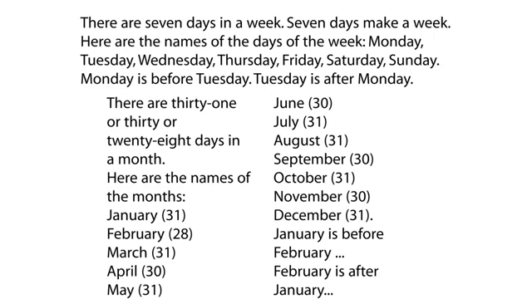There are 31 or 30 or 28 days in a month. Here are the names of the months: January, February, March, April, May, June, July, August, September, October, November, December. January is before February. February is after January.